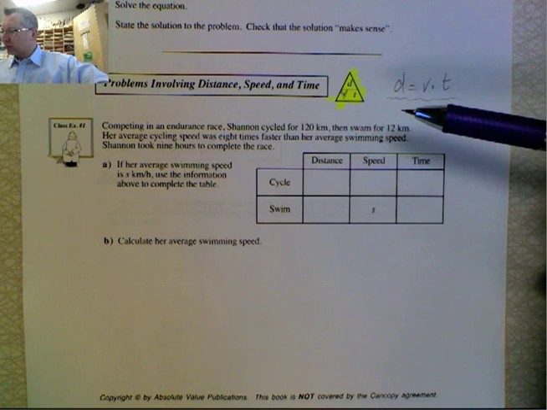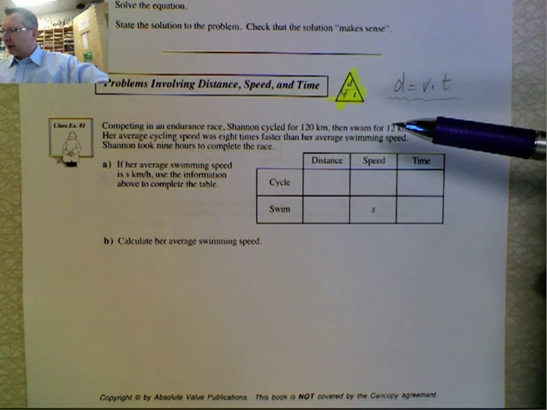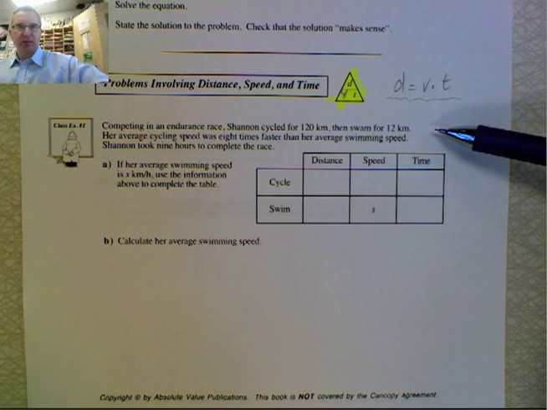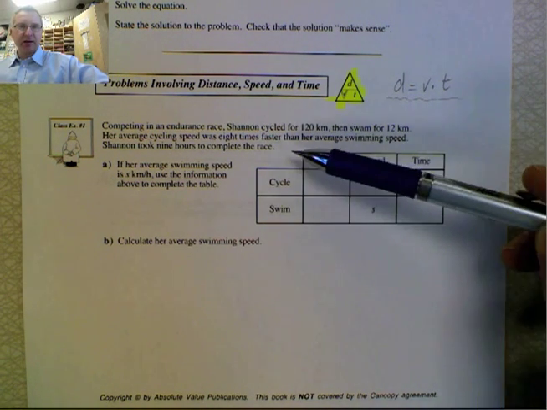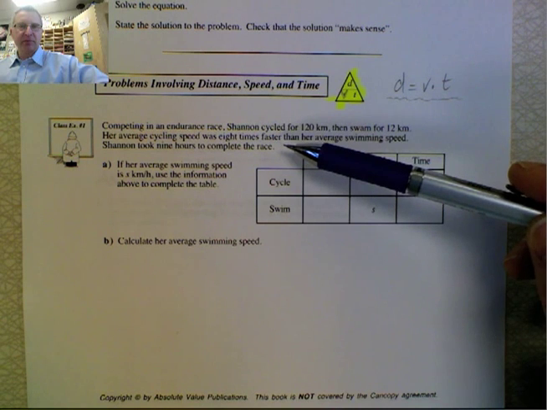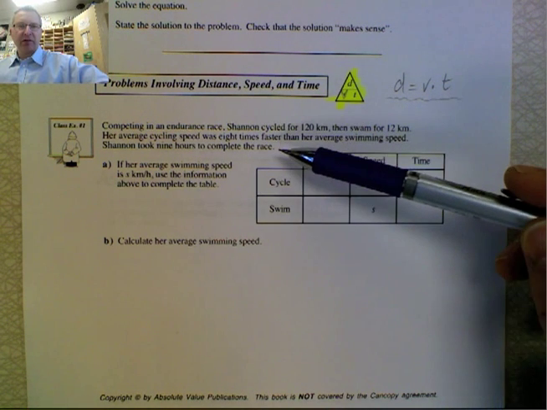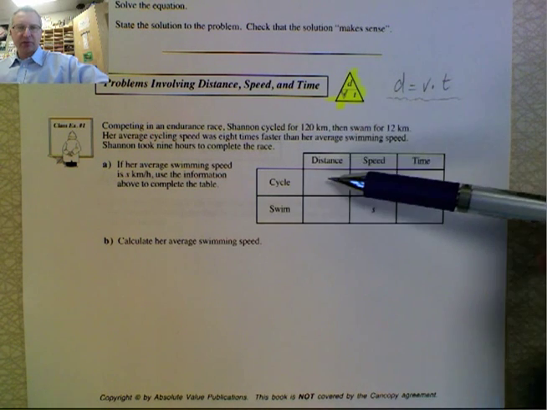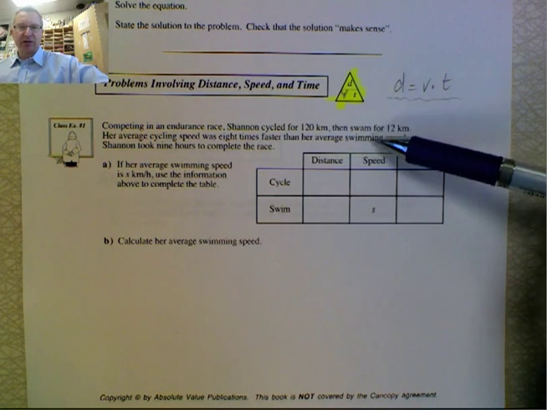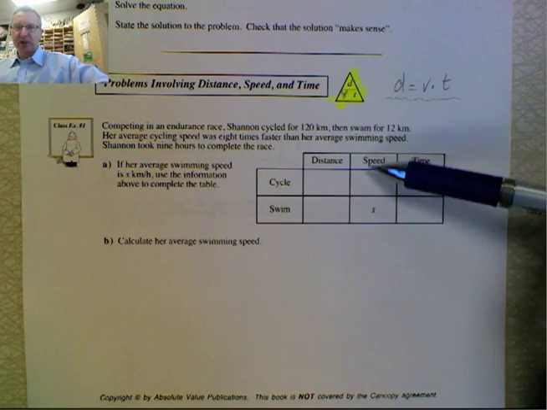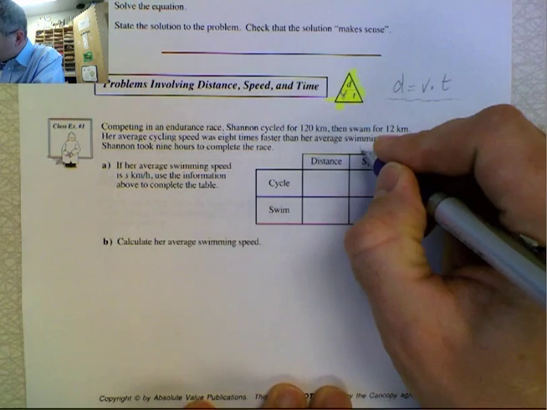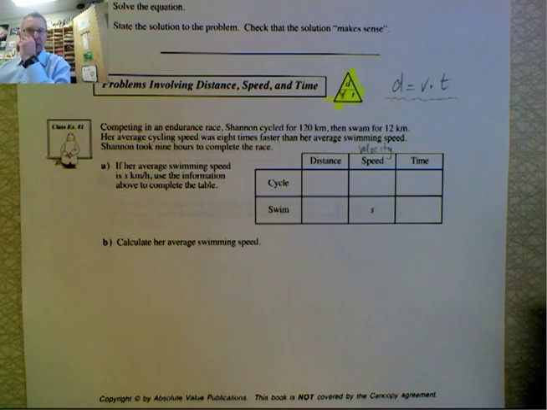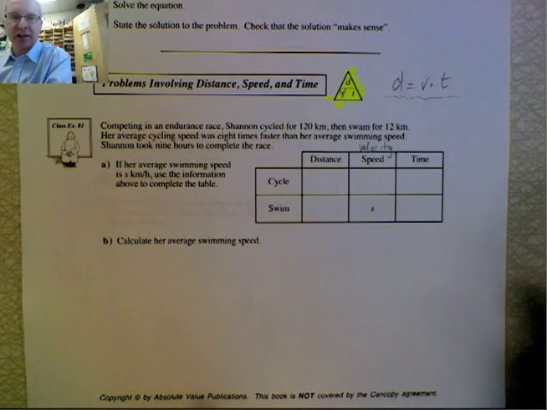In this situation, we've got someone who's doing an endurance race. They're going to cycle 120 kilometers and then swim 12 kilometers. They tell us that their cycling speed is 8 times faster than their swimming speed, and the total time to do the race is 9 hours. So the three columns we're going to create in this table are distance, speed, and time. If you don't like the word speed, you can change this to velocity, because that's probably more common to what you've seen in science.